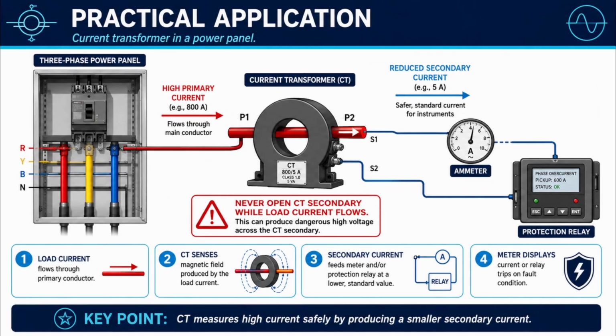In this power panel, the main load current passes through the CT primary. The CT produces a smaller proportional current on the secondary side and sends it to the ammeter or protection relay. This allows high current to be monitored without connecting the instruments directly to the power conductor. One important rule: never open the CT secondary while primary current is flowing.